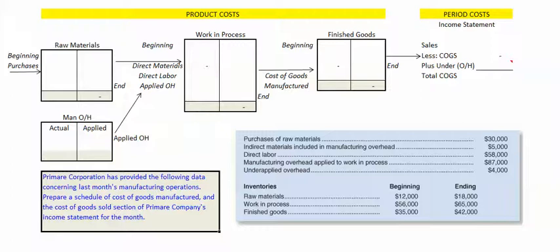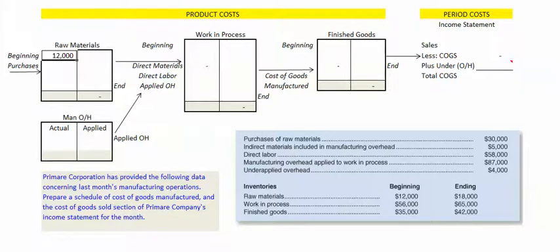Let's begin by recording some of the information we're given regarding our inventory balances. We're told our beginning raw materials inventory balance is $12,000 and that the ending balance for raw materials inventory is $18,000. Work in process has a beginning balance of $56,000 and an ending balance of $65,000. Our finished goods inventory had a beginning balance of $35,000 and an ending balance of $42,000.